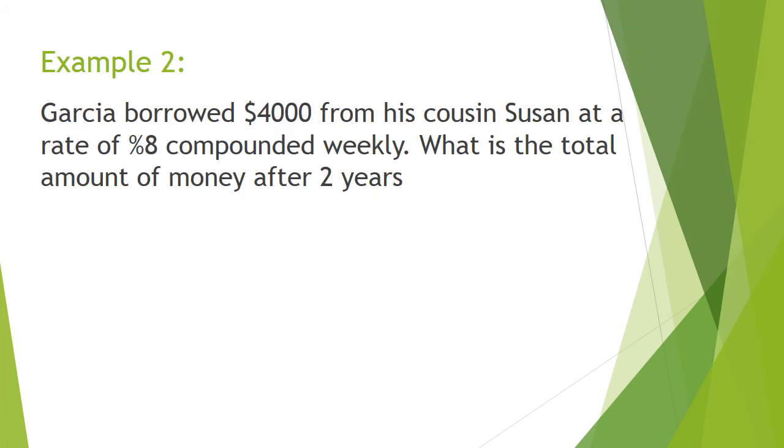Now let's take a look at another example. Garcia borrowed $4,000 from his cousin Susan at a rate of 8% compounded weekly. What is the total amount of money after 2 years? So this is a compound interest option. That means I'm going to use the formula A, the final amount, equals the principal times 1 plus r over n, to the nt.